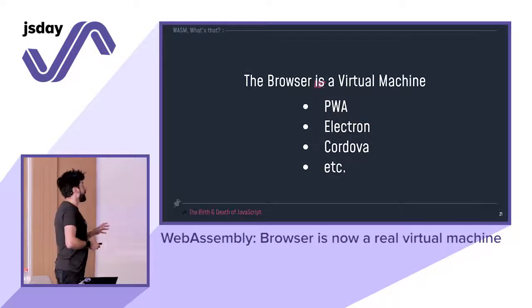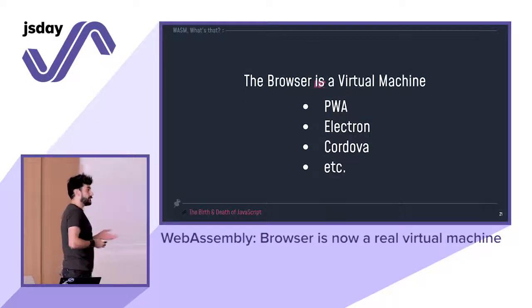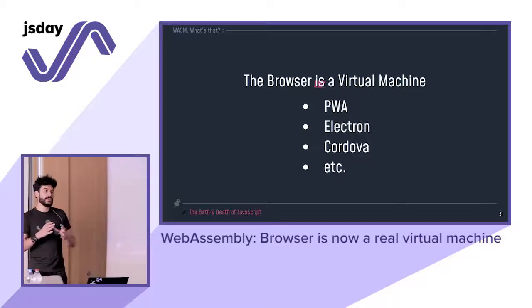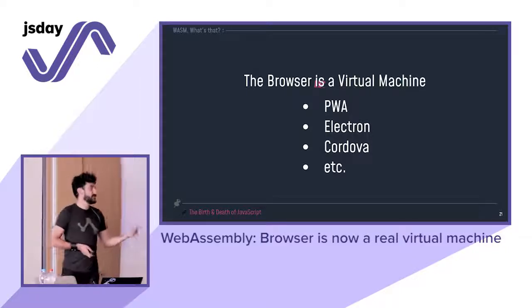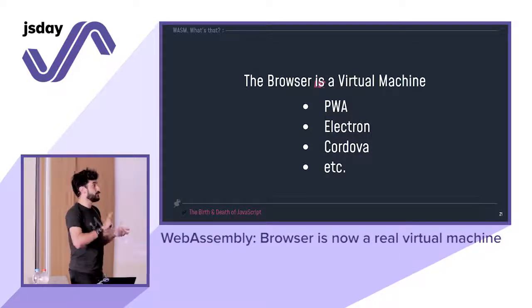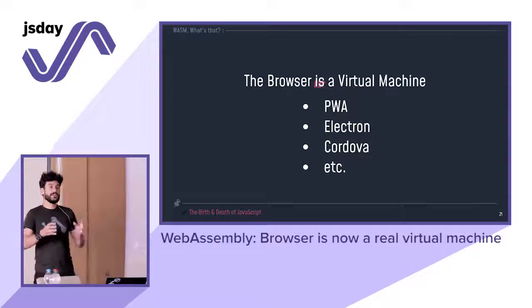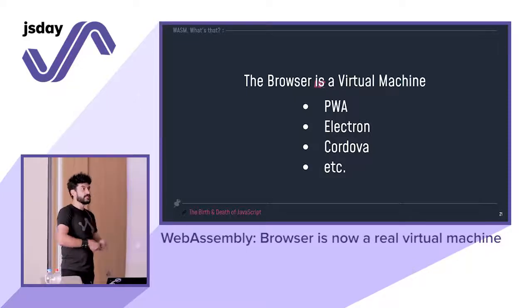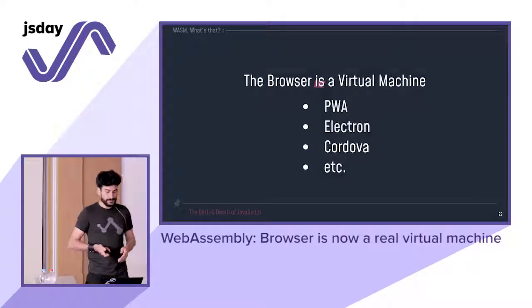And in fact, your browser is already a virtual machine. Your web browser is just a Chrome around the running engine, but we've got progressive web apps that are installable directly on your device. We've got Electron, we've got Cordova, and so on. We are already able to run our application detached from the browser using the open web platform. We just need more power.